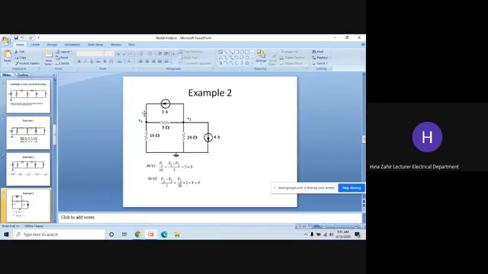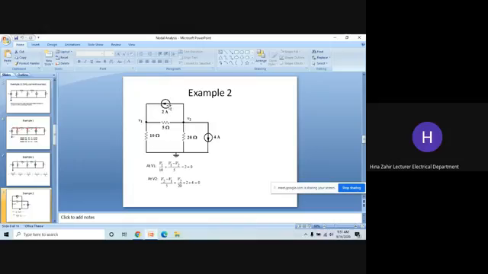Why? Because we are assuming all the currents are leaving the node. But here, this is entering. So we will write minus 2. What about this one? V1 minus V2 divided by 5. This equation is done. Now let's talk about V2. Again, assume all the currents are leaving, leaving, and leaving.